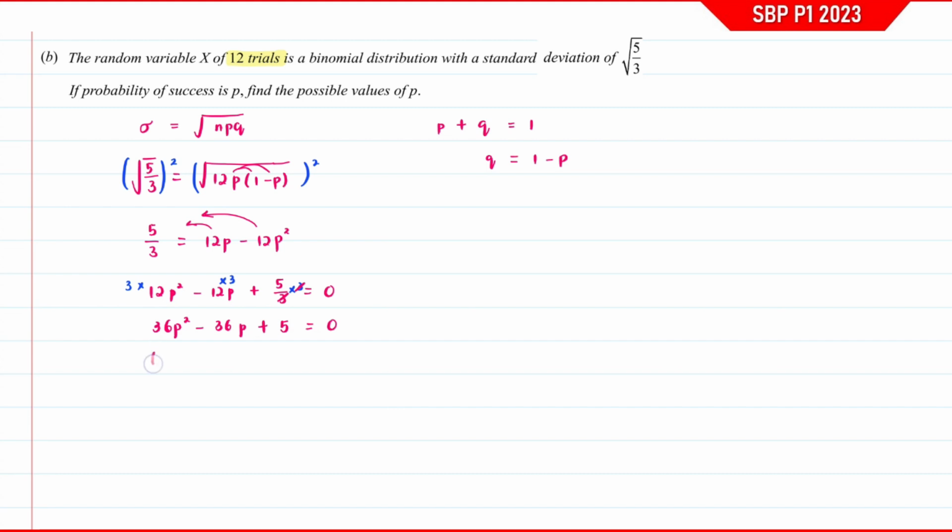So using factorization, we're going to get 6p minus 5 and 6p minus 1. This is equal to 0. Therefore, p is equal to 5 over 6, or p is equal to 1 over 6.